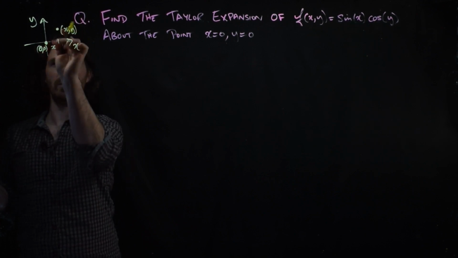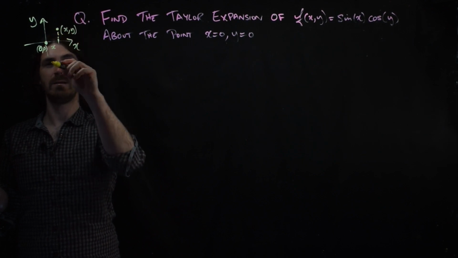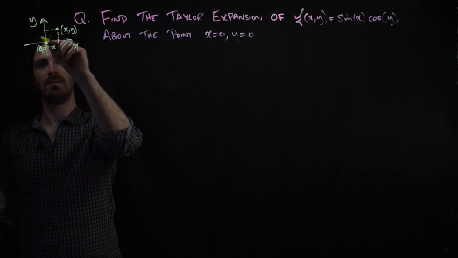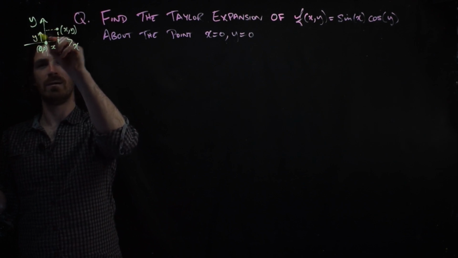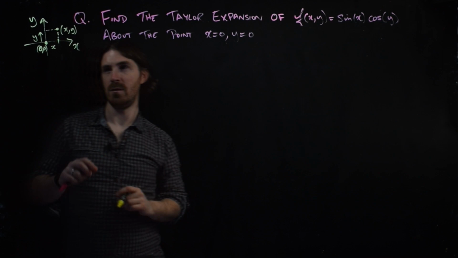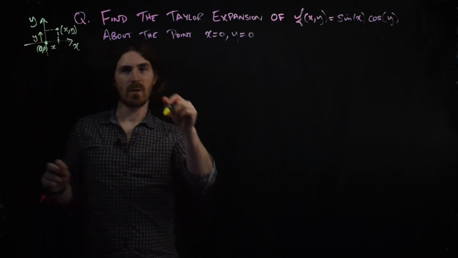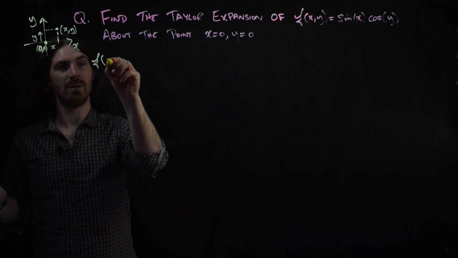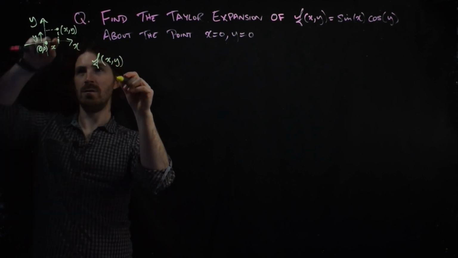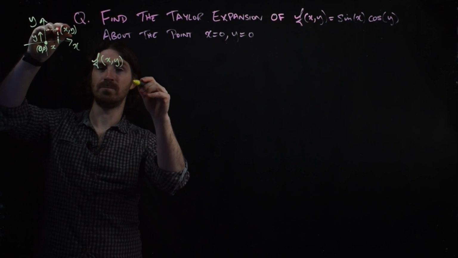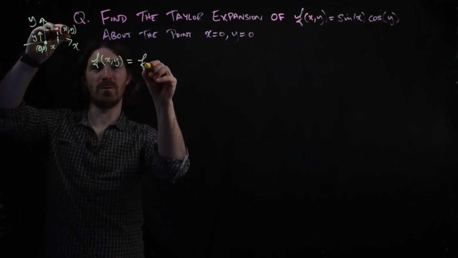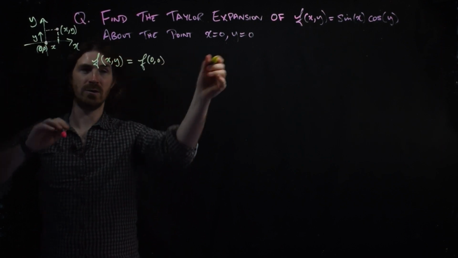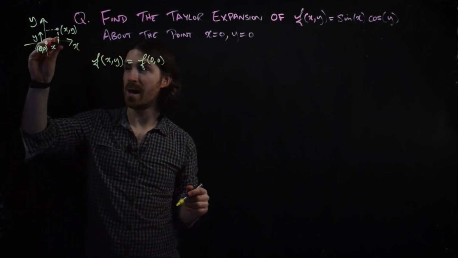This point here is x along the x-axis. And before, where we had k, this now is just y. This point is y along the y-axis. So we're thinking about the value of the function at x and y, in terms of the value of the function at 0, 0 plus the derivative terms evaluated at 0, 0.